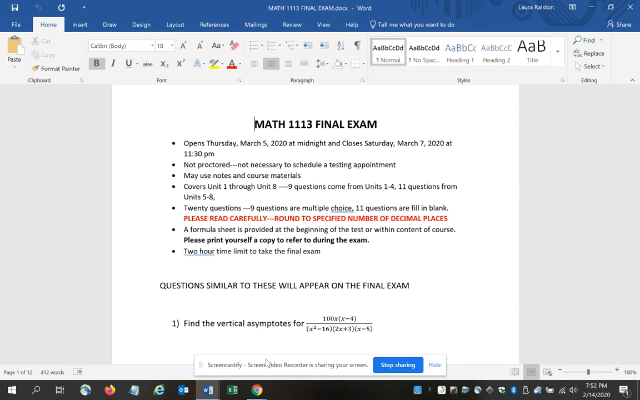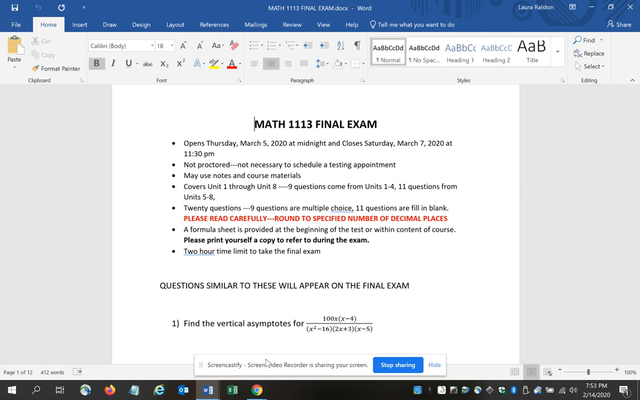It does cover the entire course, units 1 through 8. There are 9 questions on the exam from units 1 through 4 and 11 questions from units 5 through 8, which is a total of 20 questions. 9 of those questions are multiple choice, and 11 questions are fill in the blank.